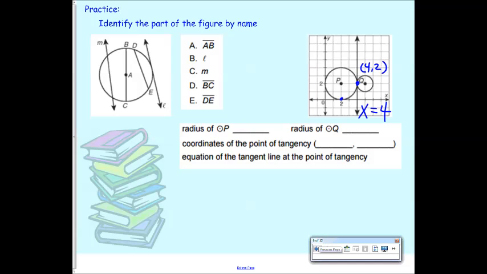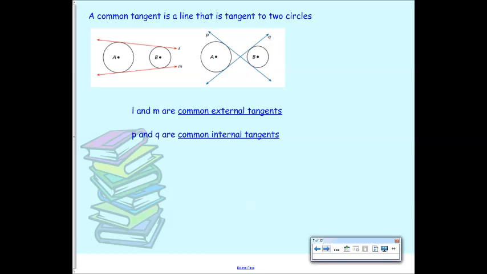Okay, so when there's two circles that have a common tangent, that's a line that is tangent to both of them. So the red lines here are tangent to both circle A and B. The blue lines are also tangent to A and B. What's the difference between the red lines and the blue lines? The red lines never, well, they would touch, but where? Further on down here.